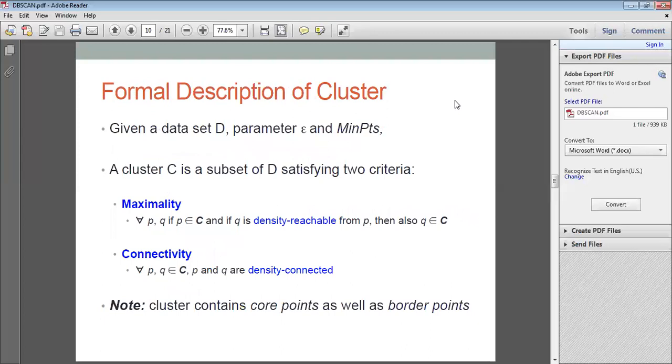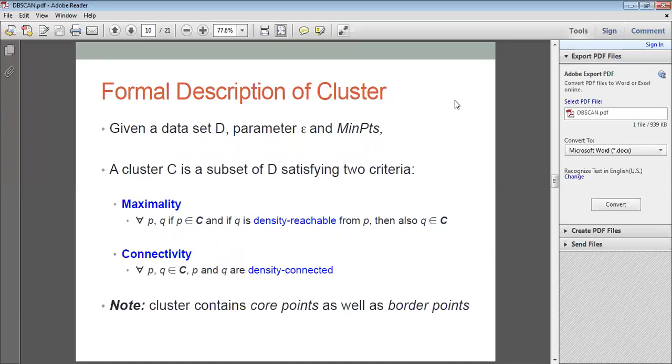The formal description of a cluster is as follows. For a given dataset, first we decide two parameters: epsilon, and min points, which is used to decide which points are considered core points, and so the criterion of a dense region. A cluster C is a subset of D that satisfies two criteria: maximality and connectivity. Maximality is the criterion that is equivalent to density reachable, and connectivity is the criterion which is equivalent to density connected.